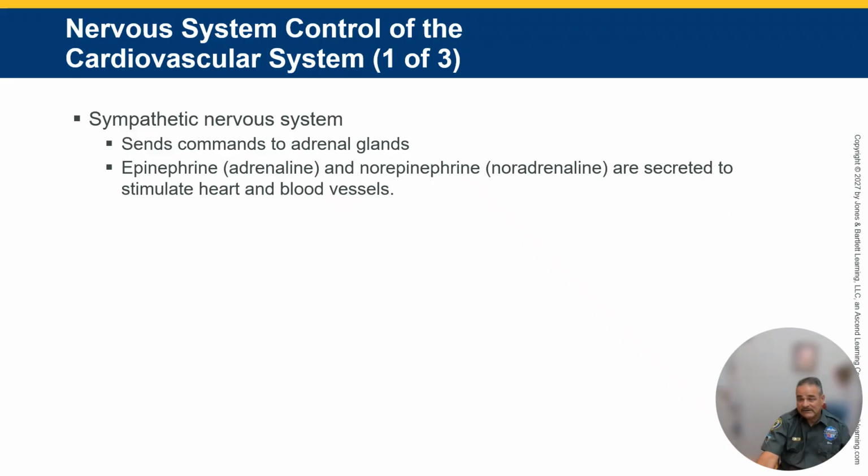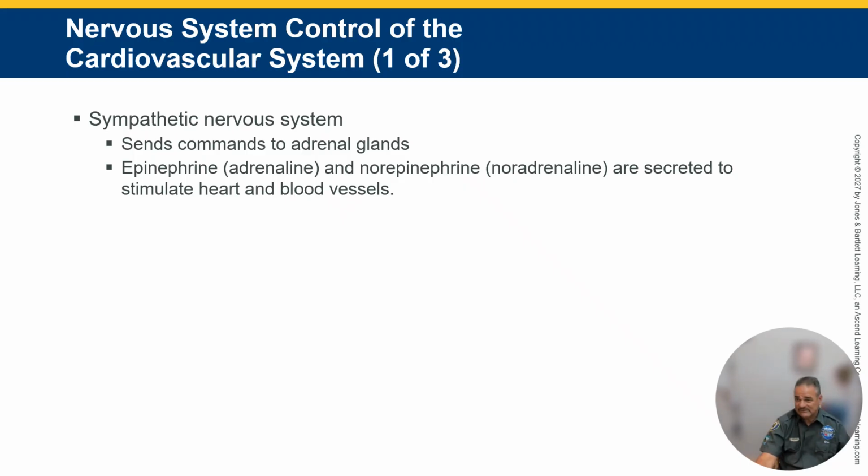Nervous system. This is something that's important that you need to know because it's the fight or flight system. The sympathetic nervous system sends commands to the adrenal glands, and epinephrine, adrenaline, and norepinephrine are secreted to stimulate the heart and blood vessels to either constrict or make it go faster. The heart and blood vessels have what are called alpha adrenergic receptors and beta. If you'll simply remember, alpha constricts, beta dilates. If you just remember those two things right now, you're within the ballpark.